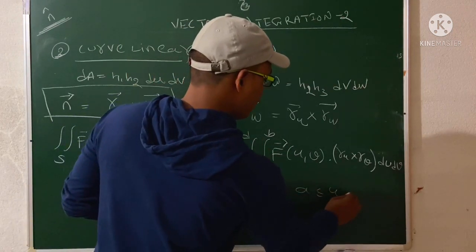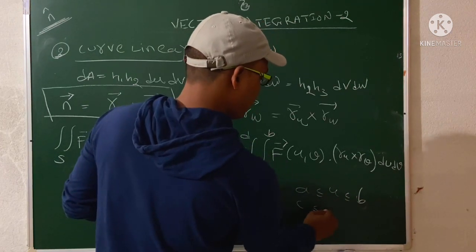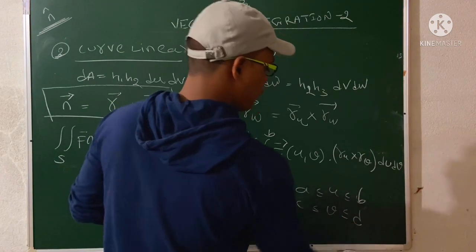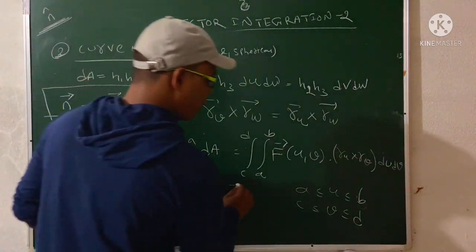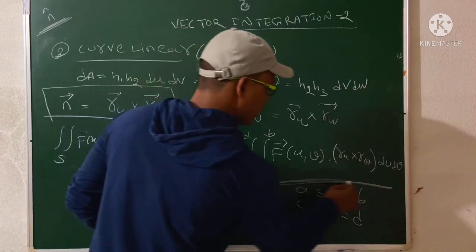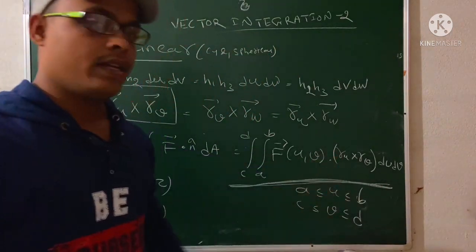So a to u, b and c to d. So this is the curvilinear coordinate system. The very important thing is these. How will you find it? Now change the f to u and v.